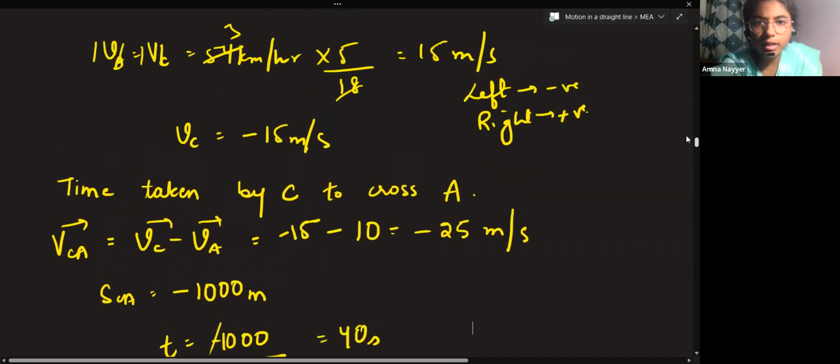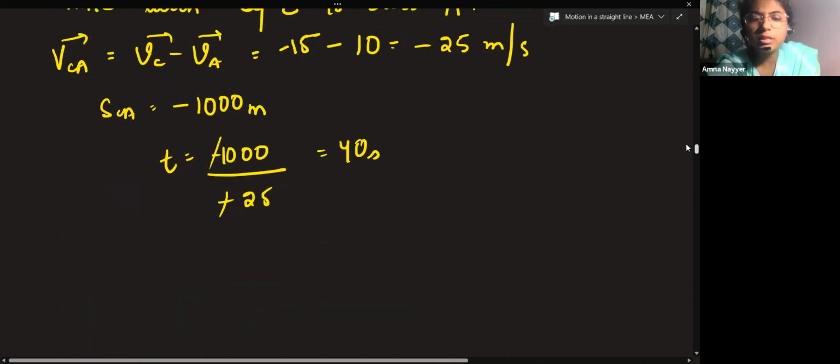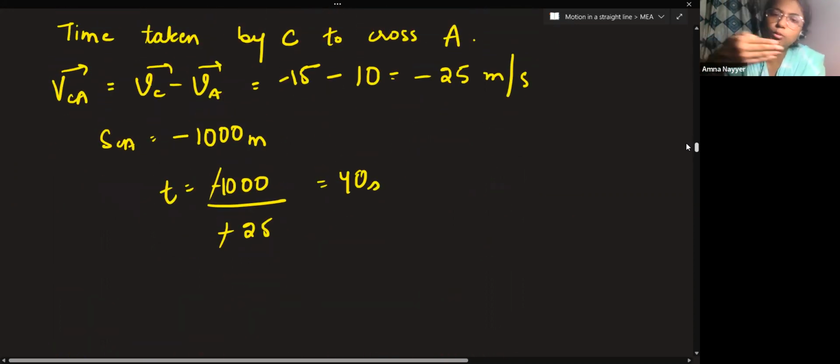See, what did we do till now? We have just converted the velocities. We have found the time taken by C to cross A. Just tell me one thing. If two cars are moving, one towards the right, the other towards the left, and car C takes 40 seconds to cross A, then the time taken by B should be a little less than 40 seconds.